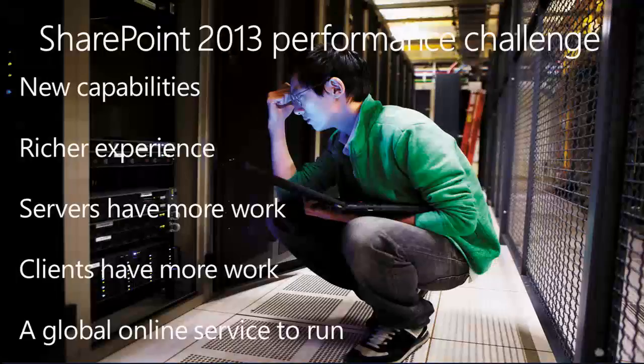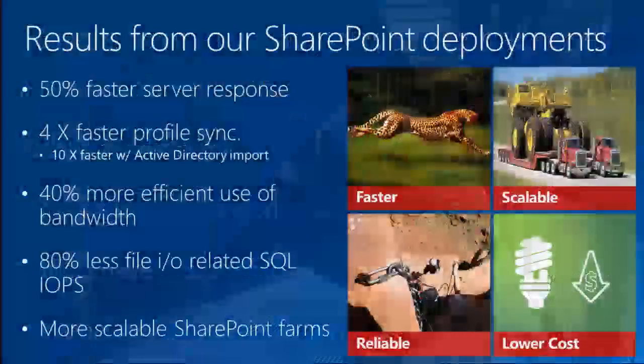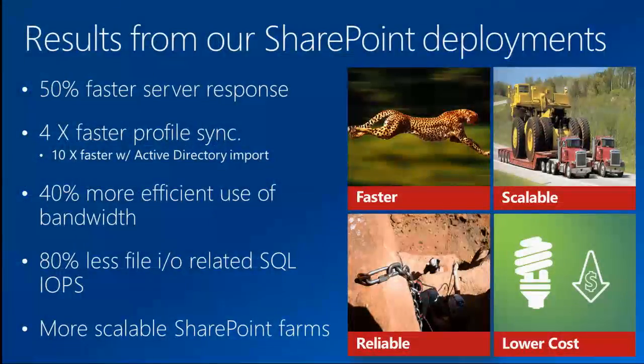Our clients and our browsers would have more work to do. And we also had a global online service that was globally deployed, serving hundreds of millions of users. With that challenge, our goal was still yet very ambitious. We still wanted to make our product faster, more reliable, more scalable, and cheaper to run. And I think that's exactly what we did. We improved on all those four goals.